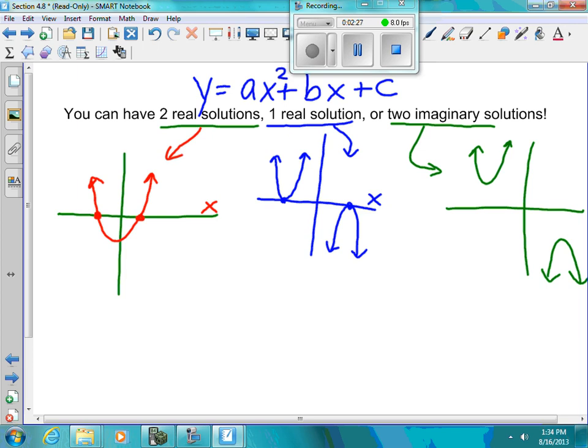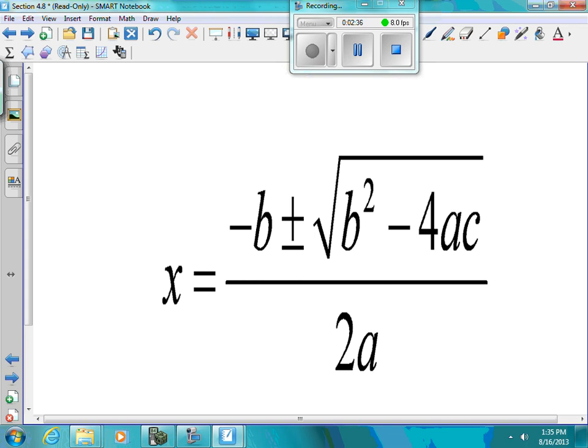We've talked about that. We've seen what that looks like already, both in the notes and in class. So this is an idea that we've discussed already. If you didn't get a chance to get this down, pause it. This is the quadratic formula. Please write it down. You will need it.